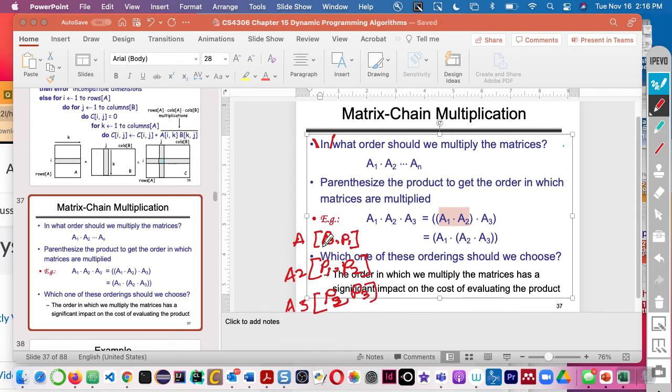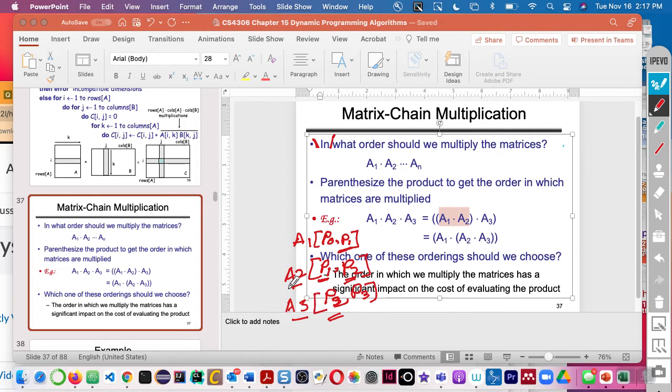Okay, so we can multiply A1 and A2 if the column of the first matrix, A1, equals the row of the second matrix, right? And similarly, A2 can be multiplied with A3 if this one equals this one. Otherwise, we cannot multiply matrices.